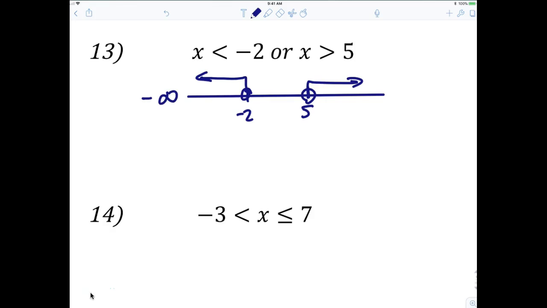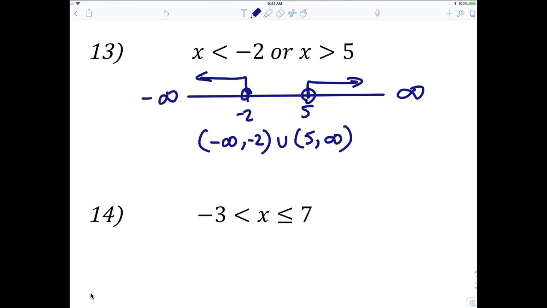However, we're going with interval notation, which means don't forget negative infinity is over here, infinity is over here. So we'd say negative infinity to negative 2, union 5 to what? Infinity. Come on. It's not equal to. Equal to is a bracket.